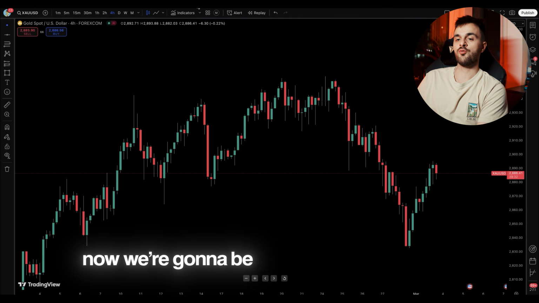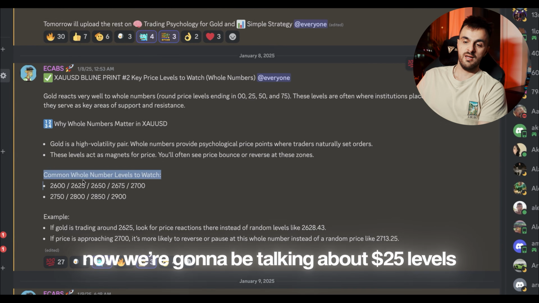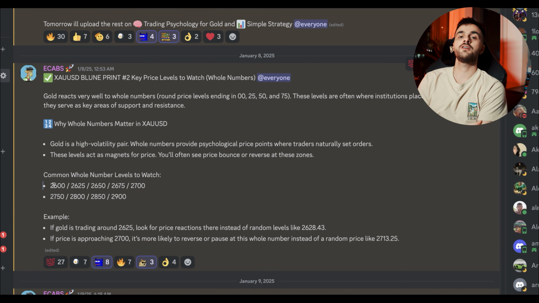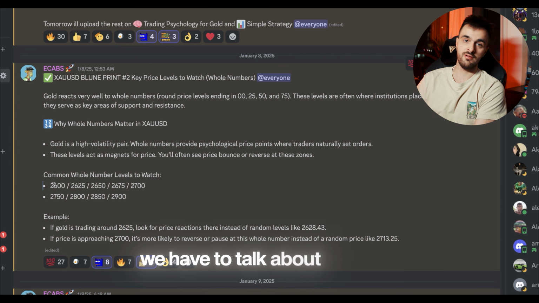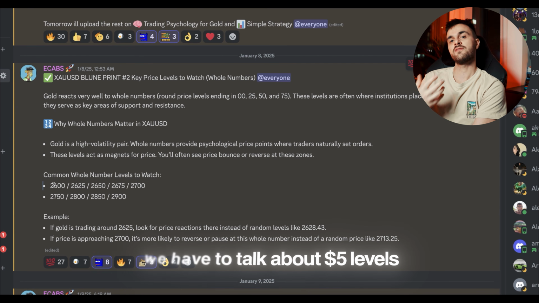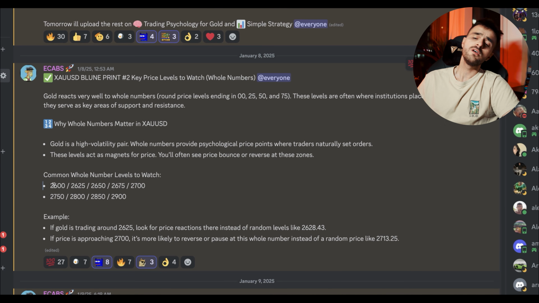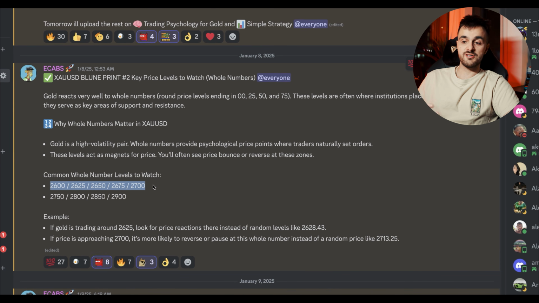Now we're going to be talking about the $25 levels real quick. We just talked about the $10 levels, right? And we're going to do different variations of this. We have to talk about the $5 levels. I have to show you guys a different way to draw the $10 levels using the $5 levels. All right, so every $25, that's another way to draw key price levels on gold.